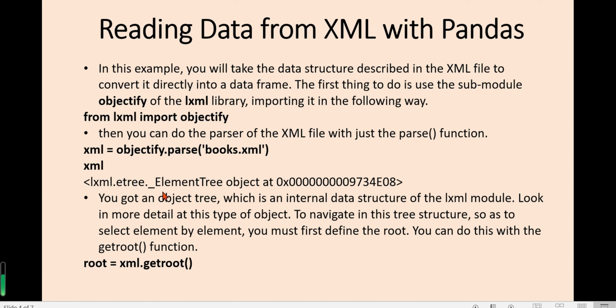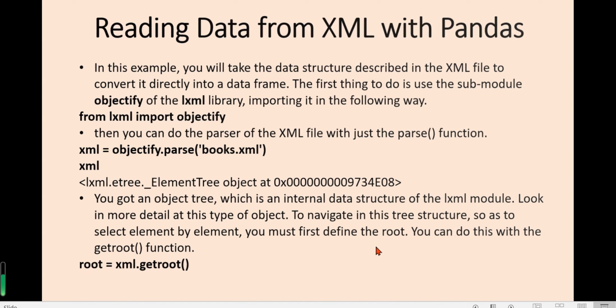If we print this XML object, we see it is an lxml tree type object, which is an internal data structure of the lxml module. Let's look in more detail at this type of object. To navigate in this tree structure and select element by element, you must first define the root. You can do this with the getroot function. So we write xml, the tree object, dot getroot, and we get the root object.